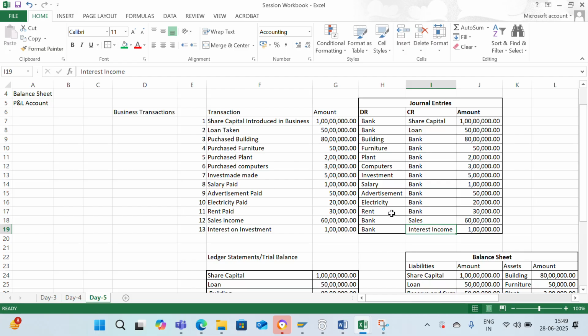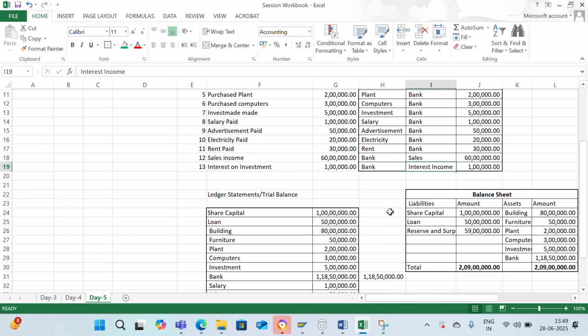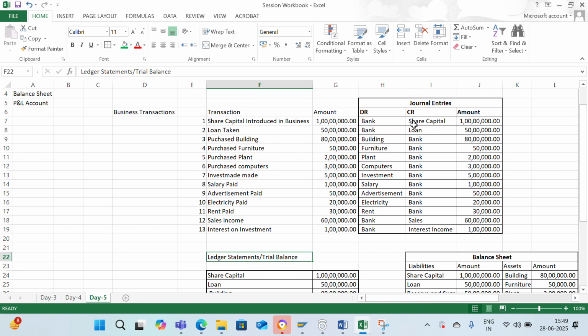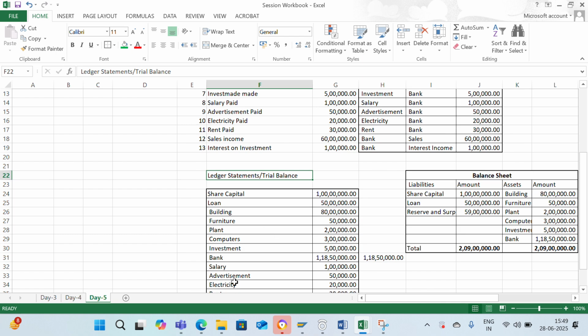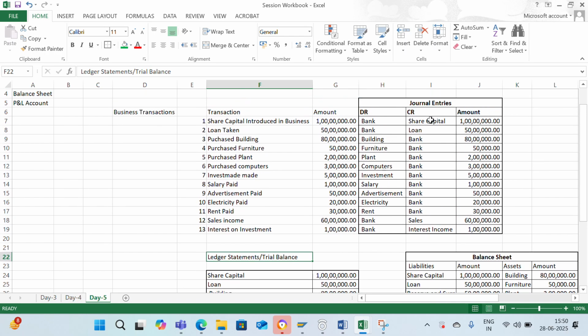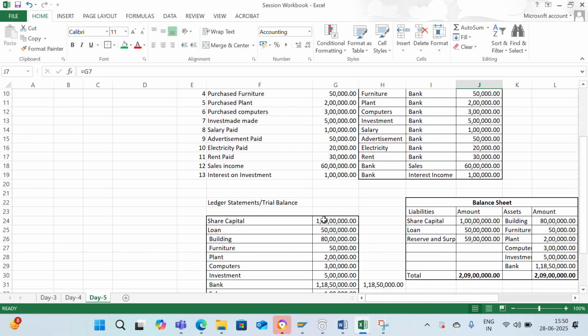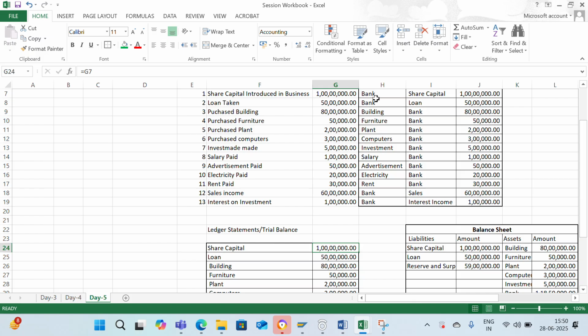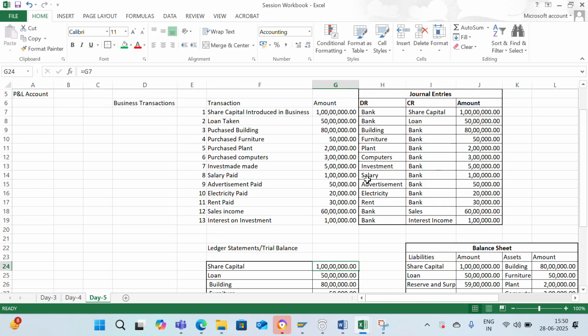After the journal entries are formed, the next step is to get the ledger balances. The ledger balances are nothing but the trial balance itself. So what I have done is, all the accounts that are involved either on the debit side or on the credit side, I have listed down over here, and then I have calculated the balance. Like share capital account is only at one place, which is credited, and the amount is 100 lakh. That is what has come here. Similarly, for all the accounts, the amount has flown from the respective debit or credit line items from the journal entries.